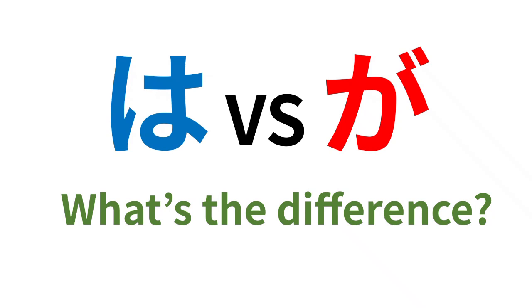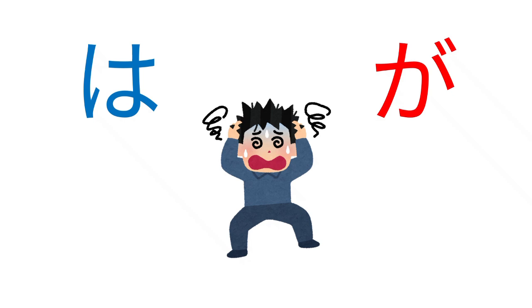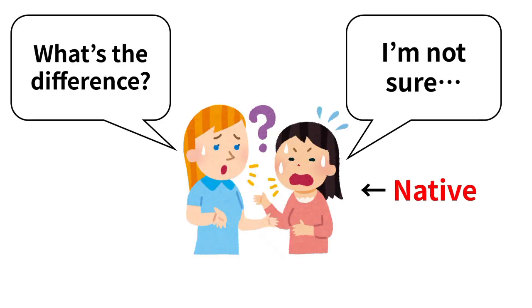Wa versus ga. What's the difference? Have you ever wondered what the difference is between wa and ga in Japanese? Do you find it very difficult to understand when to use wa and when to use ga? Don't worry if you don't know the difference between the two particles. You're not alone. Even native speakers often find it hard to explain because we natives use them unconsciously.